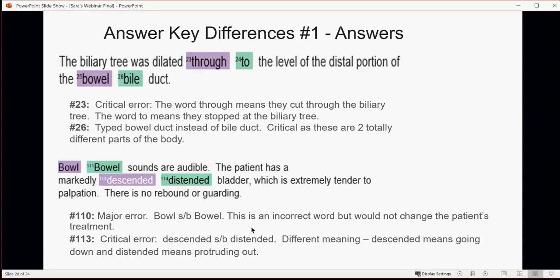These are homophones. No, excuse me, they're not. They're different. Descended means going down and distended means protruding out. So if your stomach is protruding out and is swollen and painful and tender, that would indicate some disease or condition. If your bladder was descended, like falling down, that would indicate something else totally different. So that's a critical error.